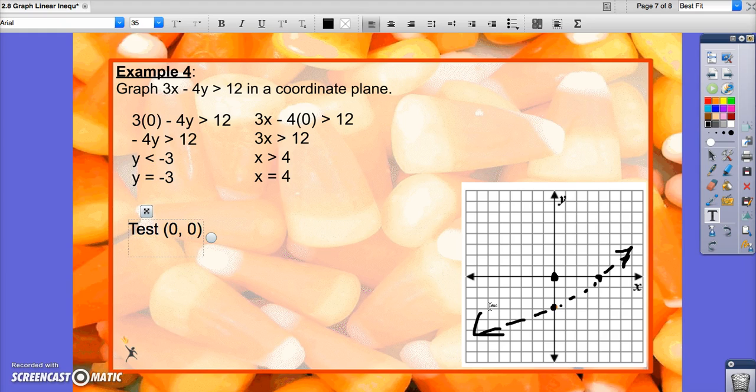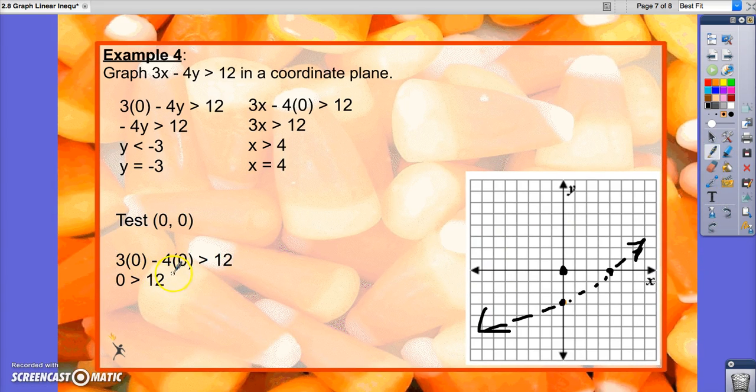I'm going to use 0, 0 again. Go back to the original. Make sure you show your work for your test. I get 0 greater than 12, which in this case we know is false. All right, so what happens when it's false? I don't shade where 0, 0 is, which is there. I shade the opposite plane. So here's my answer. It's not where 0, 0 is.